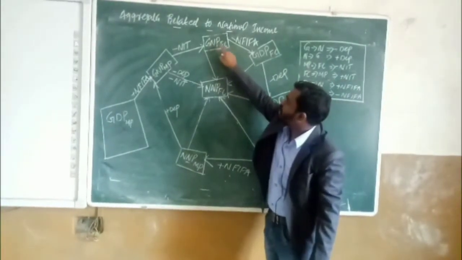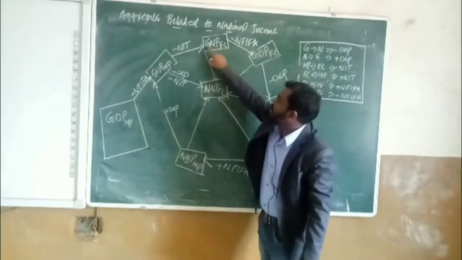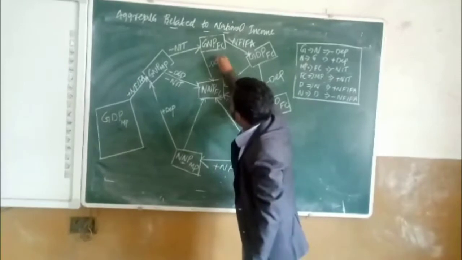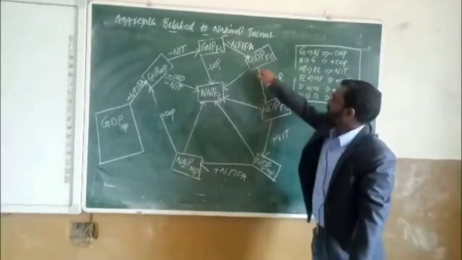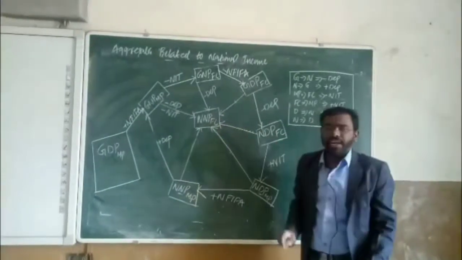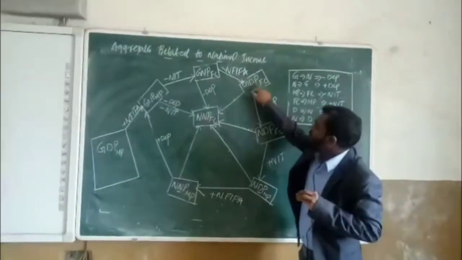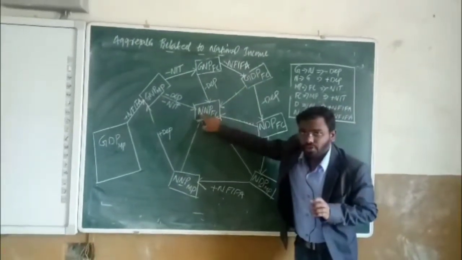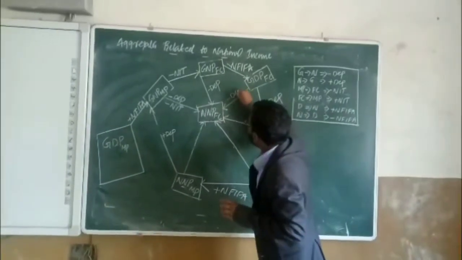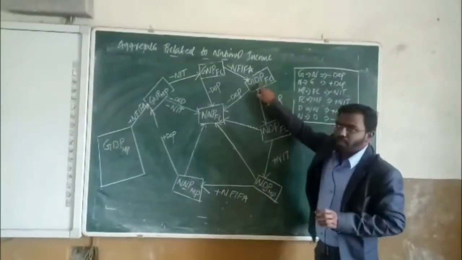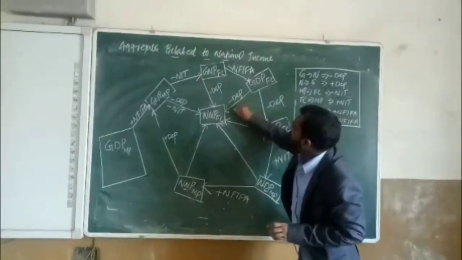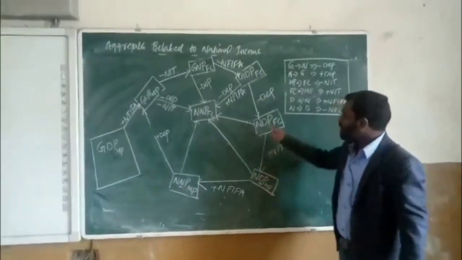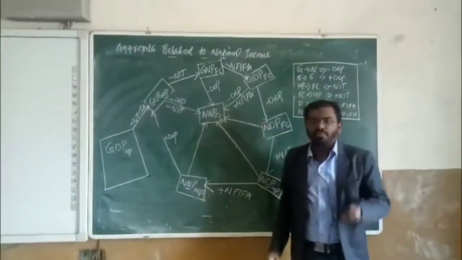Next one, GNP-FC into NNP-FC. Both are national product FC concept, but the difference is here it is gross and here it is net. How is it possible? By subtracting depreciation. Next, GDP-FC into NNP-FC. Here GDP, here NNP. First we convert gross into net by subtracting depreciation. Now we convert domestic into national by adding NFI-FA.